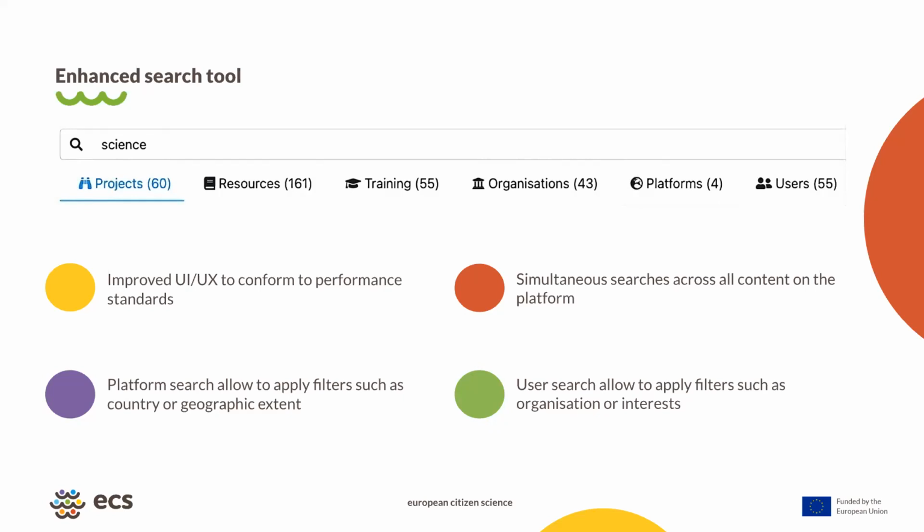We have adjusted colors to better match the platform's general branding. And importantly, super important, we have improved the tool for searching platforms and users. In addition to fixing the bugs we previously detected and mentioned, users can now apply filters to platform and user searches, enhancing the user experience and making the search tools' functionality more homogeneous across sections.